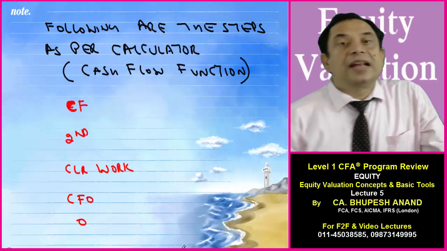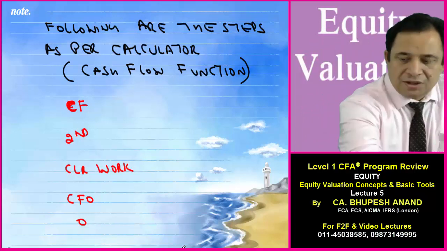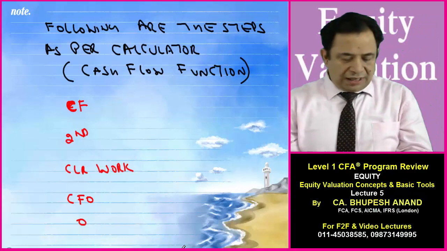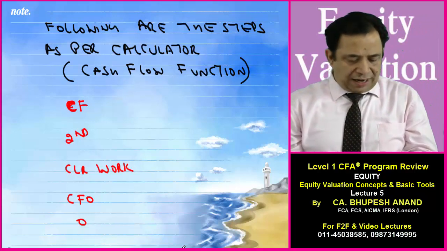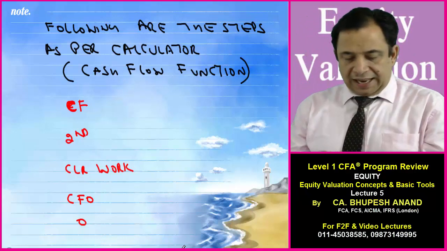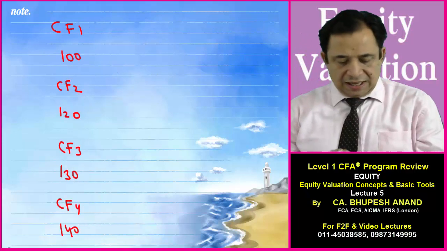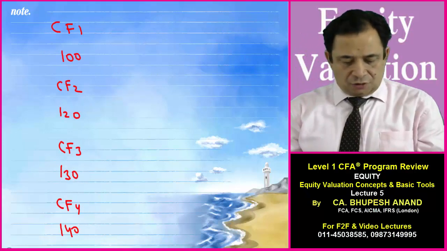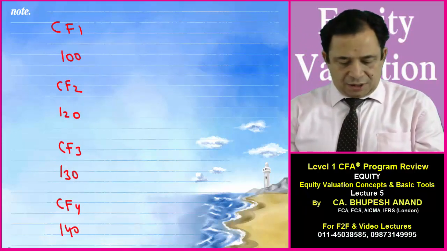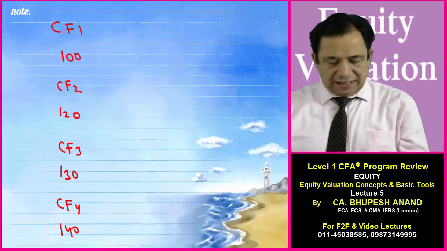Now how to do it with the help of a calculator? Even I have written the steps. Please take out your calculators. We will be using the cash flow function. So cash flow, second, clear work, cash flow 0, enter, cash flow 1. Cash flow 1 is 100, enter. Then cash flow frequency is 1, enter. 120, enter. Frequency 1, 130, enter.